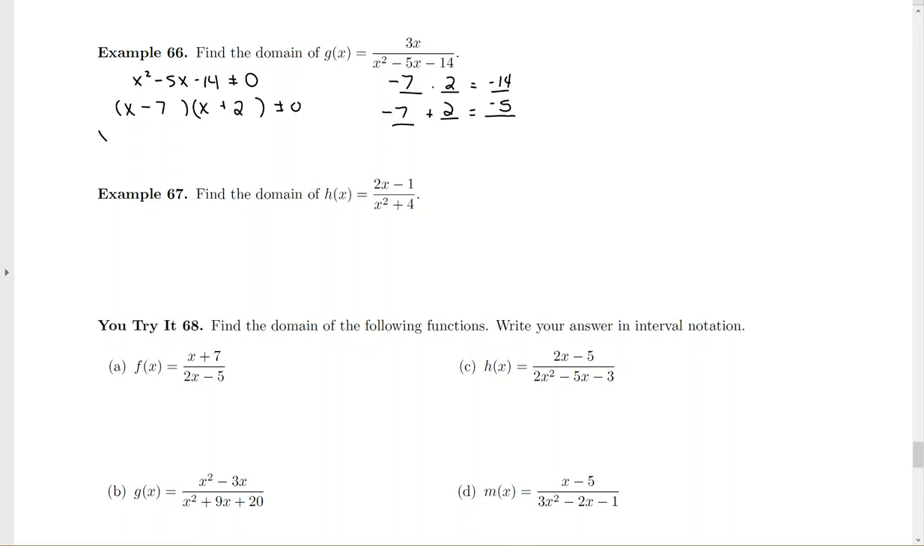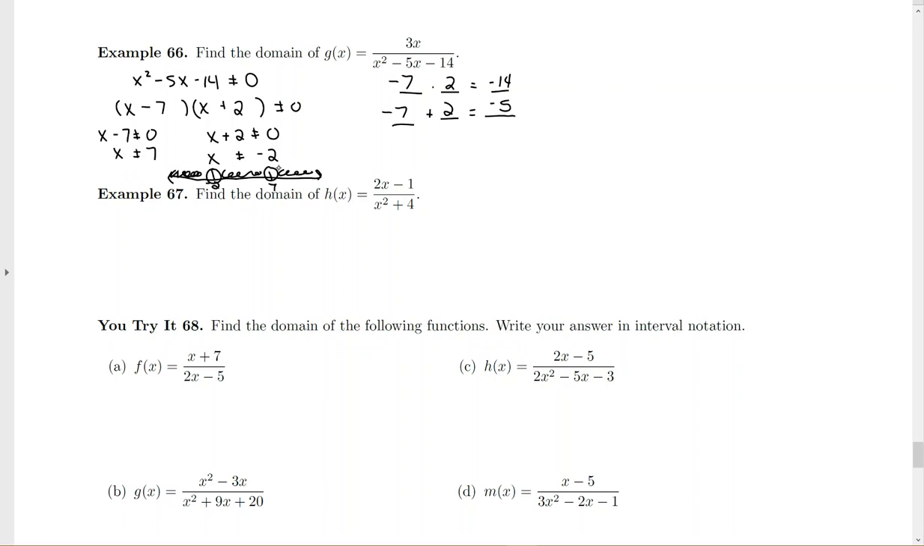Set each factor not equal to 0, solve for x. So we have to avoid the number 7. Subtract 2 from both sides. We have to avoid the number -2. So again, think about that on a number line, what that would look like. We can't use the number -2 or 7. But all other numbers on the number line are good to go.